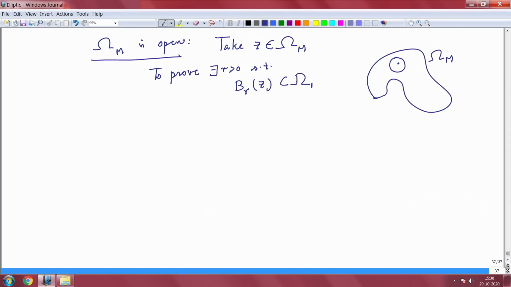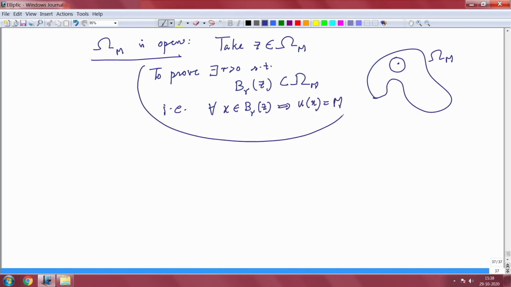Okay, you have to prove that. That is, you have to prove for all x in B_R(x), z implies u(x) equals m. So you have to prove this result. This is what you want to prove, basically. If you start with a point here, you want to prove that the entire neighborhood belongs to omega m.